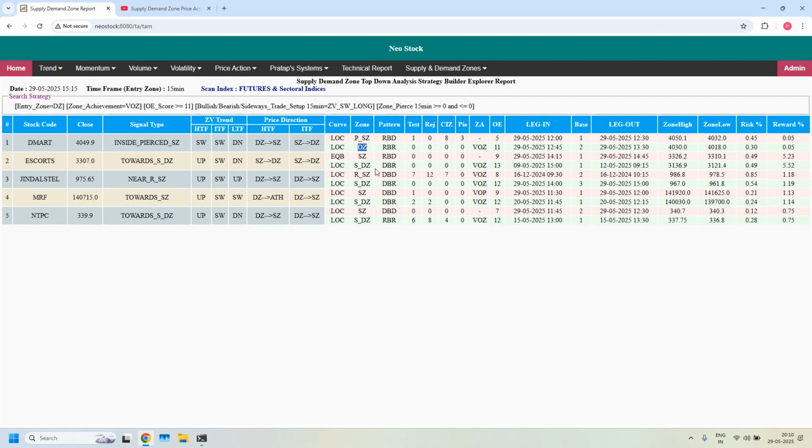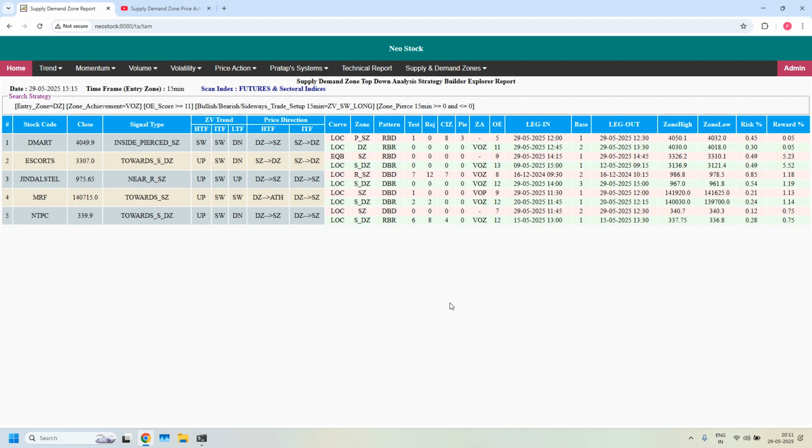See, some of these demand zones are already tested. This sideways trade setup, 8 times it is tested. Twice it is tested. This is a fresh zone, fresh zone, fresh zone. But the provide lesson 20 concept should be applied, otherwise zones will violate. Okay, this is the sideways long trade setup for daily income trade.